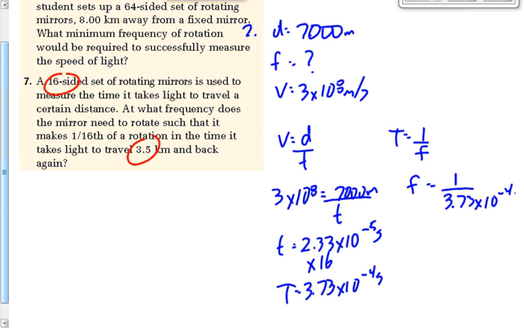A quick little way to do that on your calculator, by the way, is just to go 3.73 times 10 to the minus 4, x to the minus 1. It does exactly the same thing. What do we get for that?